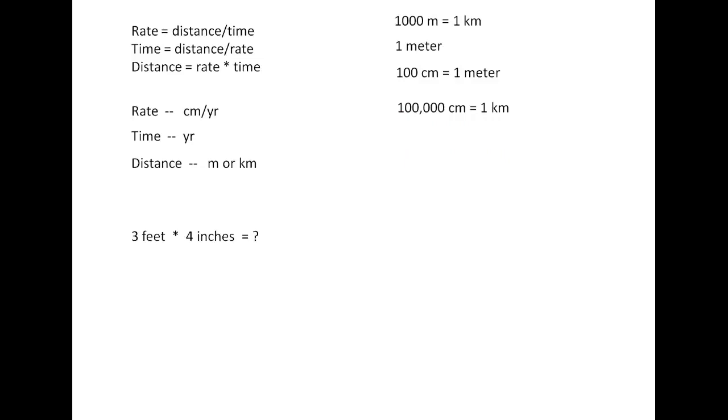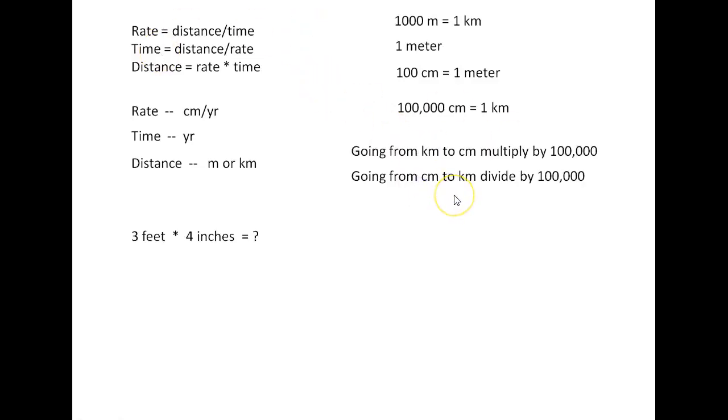To keep it simple for us, if you needed to convert from kilometers to centimeters, you would multiply that value by 100,000. And of course, if you were going from centimeters to kilometers, you would divide by 100,000.